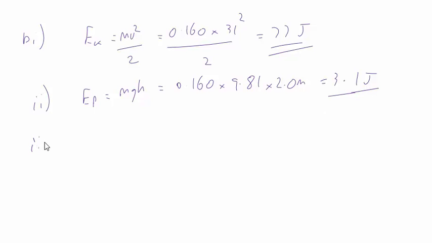In part 3, we need the kinetic energy at maximum height, and this will be the 77 joules it started off with minus the 3.1 joules of gravitational potential energy, which gives us 73.9 joules, or 74 joules of kinetic energy.